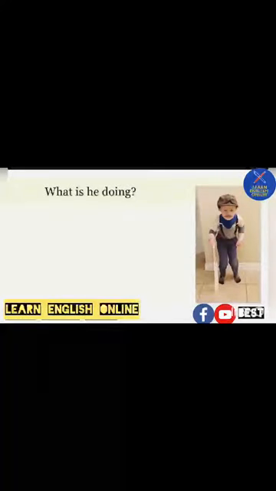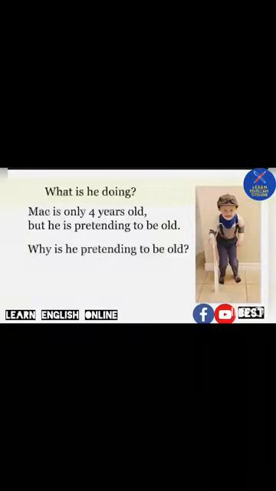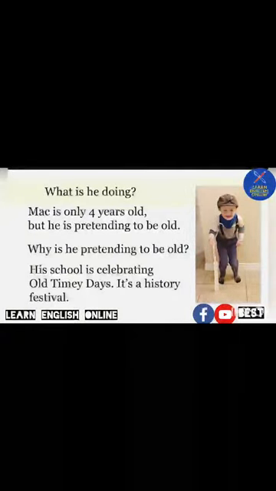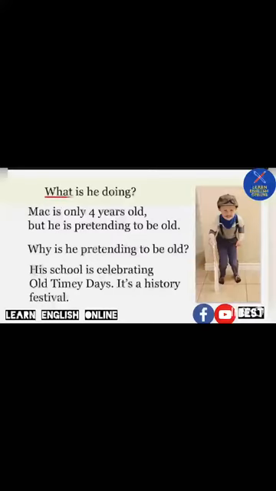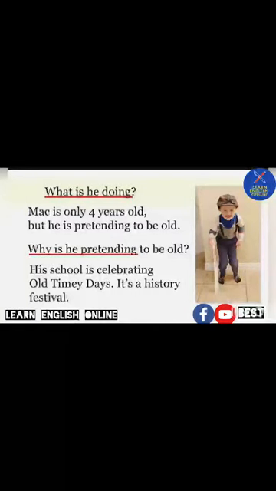What is he doing? Mac is only 4 years old, but he is pretending to be old. Why is he pretending to be old? His school is celebrating old-timey days. It's a history festival. Look at the questions. What is he doing? Why is he pretending? These are information questions in the present progressive.